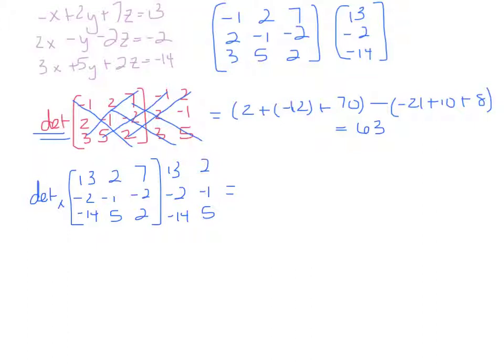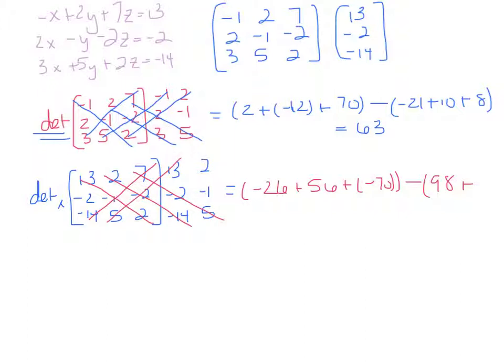And now we're going to find the determinant. So coming down first, we're looking at -26, plus 56, plus -70, minus, coming up the other way, 98, plus -130, plus negative 8. And that gives us 0.